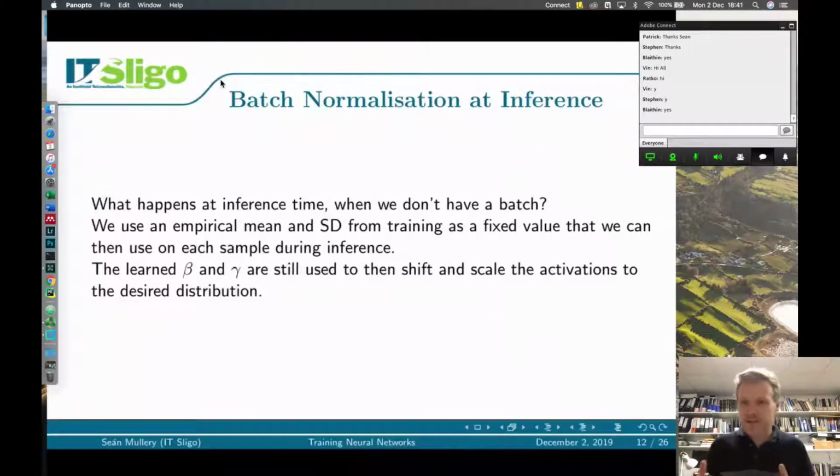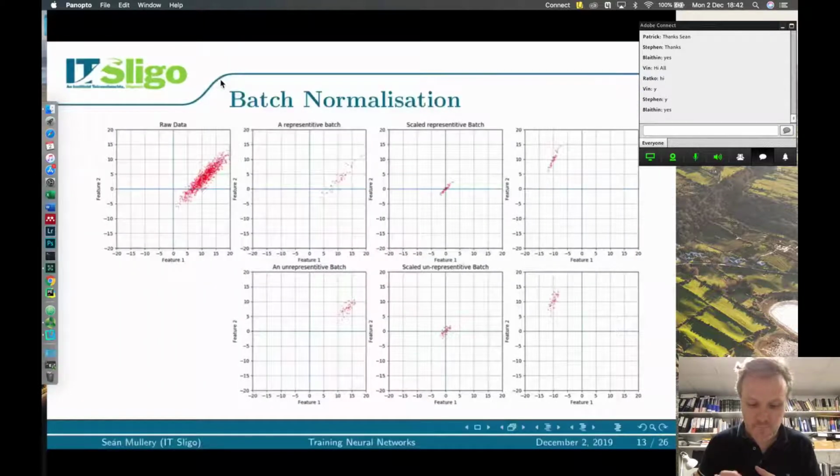So what happens then at inference? Because at inference you might be only putting a single image through. You're probably not putting a full batch through. So what do you do in that case? What happens at inference time is that we usually use some empirical mean and standard deviation that we've learned from the training as a fixed value, so that at each layer you subtract that and then divide by that, and then you still use the learned beta and gamma to move you to the next spot as well. So that's generally what happens at inference time. Okay.